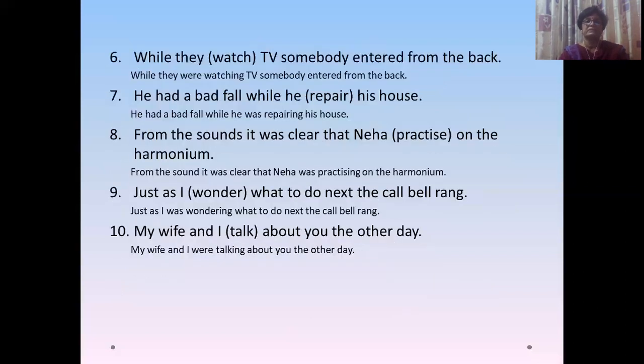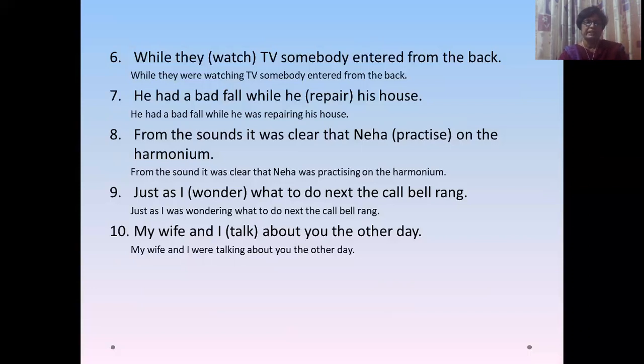Now the sixth sentence: while they watched TV, somebody entered from the back. Now here the verb is watch. While they were watching TV, somebody entered from the back. In the next sentence: he had a bad fall while he repaired his house. He had a bad fall while he was repairing his house. So again, we have changed the verb into the past continuous tense form.